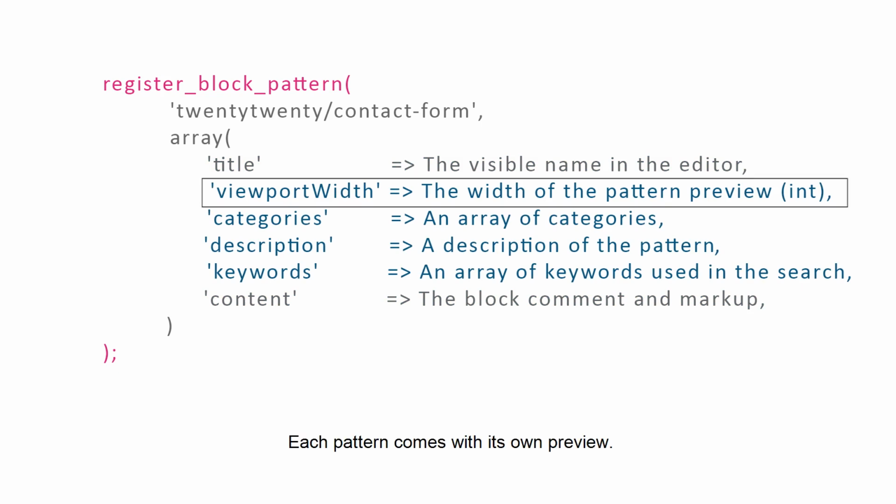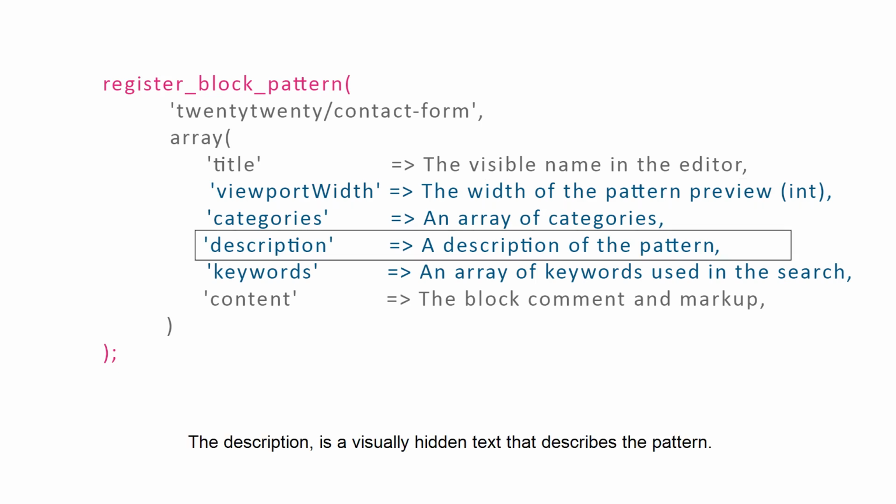Each pattern comes with its own preview. The Viewport Width property lets us specify the width of the pattern inside the preview. This is useful if the pattern is extra tall or narrow. The description is a visually hidden text that describes the pattern. It is a complement to the visual preview for users with visual impairment who may use a screen reader to use the editor. So even though it says it's optional, I encourage you to always use it.